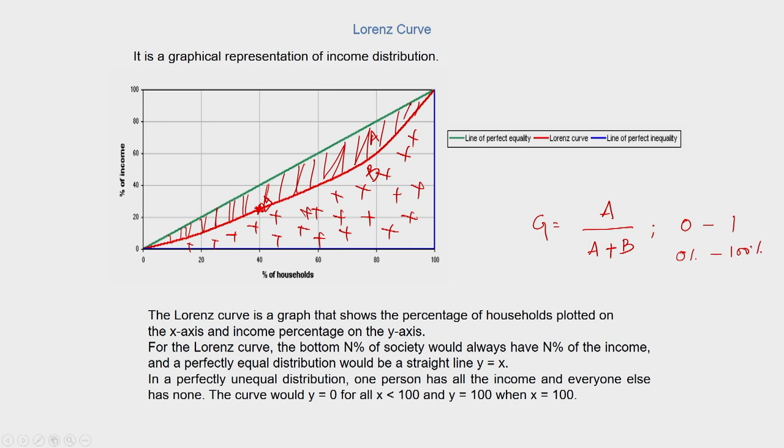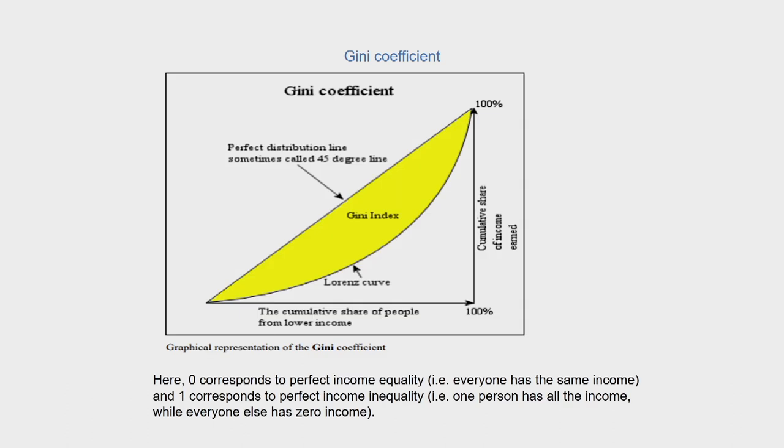So, when the Gini coefficient is close to 0, we say that it is a more equal society, or the income distribution, wealth distribution is more equal, and when it is closer to 1 or closer to 100%, then we say that it is a more unequal society. So, the higher the value of the Gini coefficient, the more inequality there is, and the lower the value, the more equality there is. So, this is how the Gini index shows. 0 corresponds to perfect income equality, 1 corresponds to perfect income inequality, that is one person has all the income while everyone else has zero income.